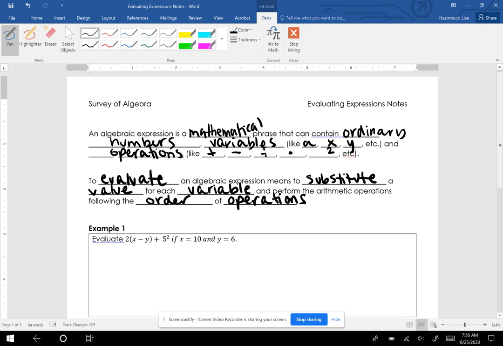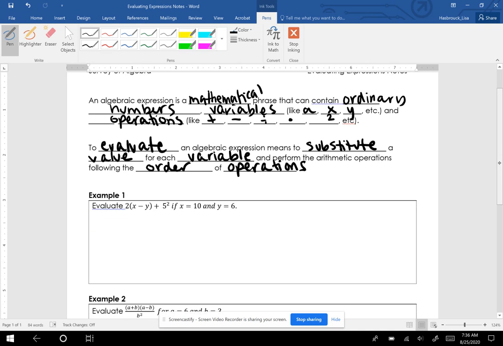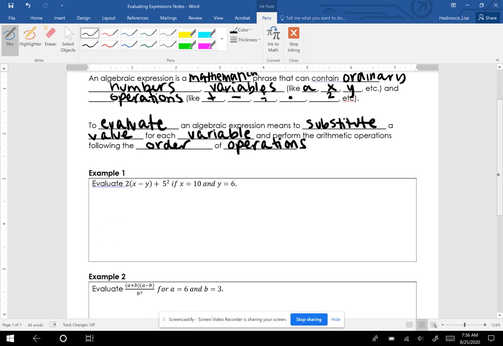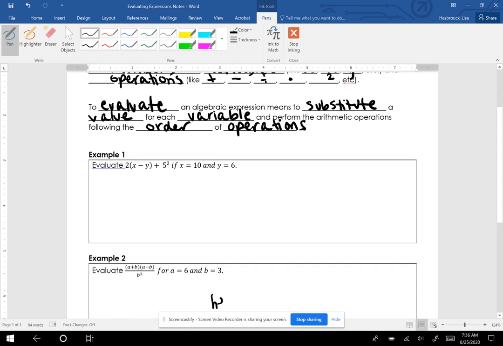So let's look at some examples on evaluating expressions. One important thing to know about expressions, which you'll notice here, is they do not have an equal sign. Expressions do not contain an equal sign. So in this first example, evaluate 2 times x minus y plus 5 squared if x equals 10 and y equals 6. So we're going to begin by substituting for x and y. 2 times, we're going to replace x with 10 minus y, which is 6, plus 5 squared.